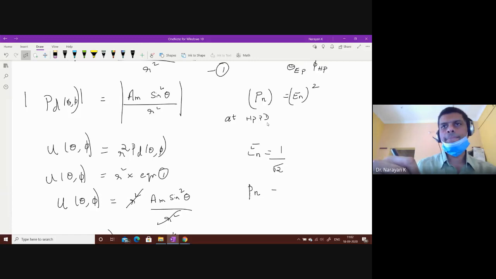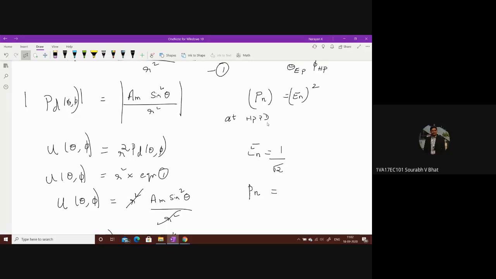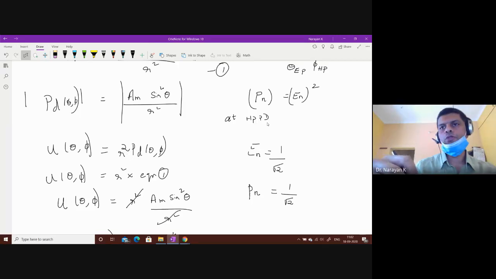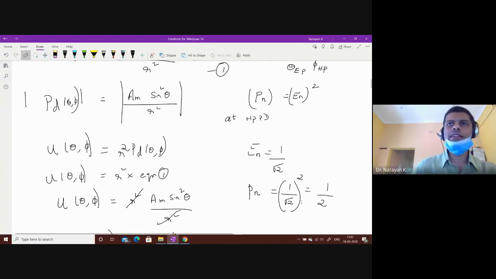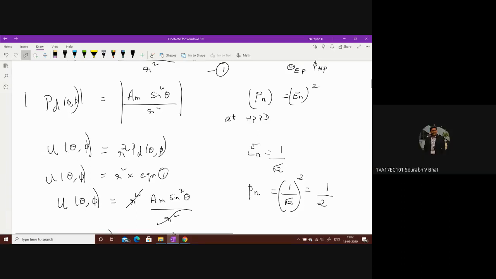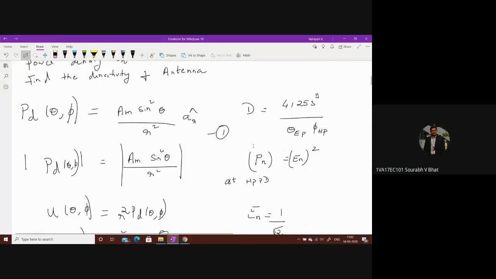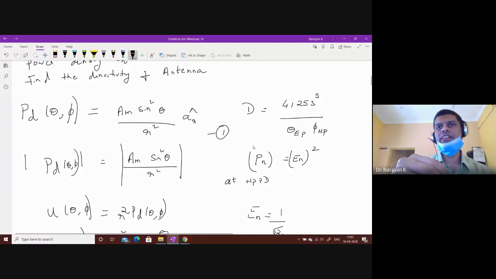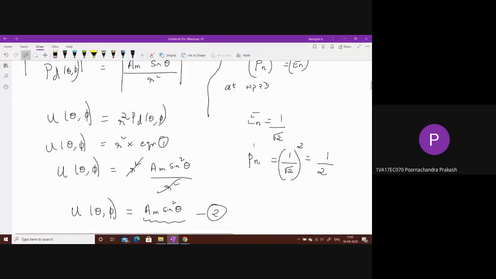What will be Pn? 1/2. 1 upon root 2 whole square. This will be equal to 1 by 2. I hope all of you are understanding. All of you are understanding. Any doubts? No, sir. Okay.